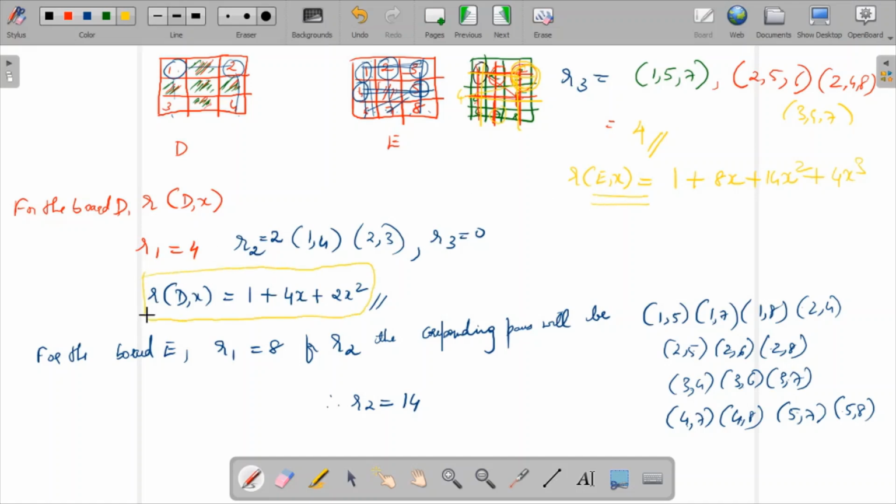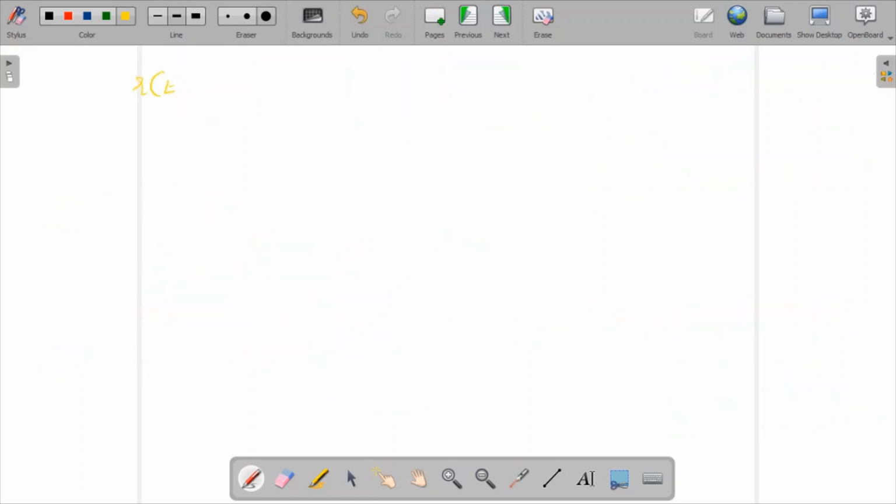Now your expansion formula. If you remember the expansion formula, R of C of X is nothing but X into R of D of X plus R of E of X. So it would be X into D of X, which, if you remember, is 1 plus 4x plus 2x square, plus R of E of X, which is 1 plus 8x plus 14x square plus 4x cube.